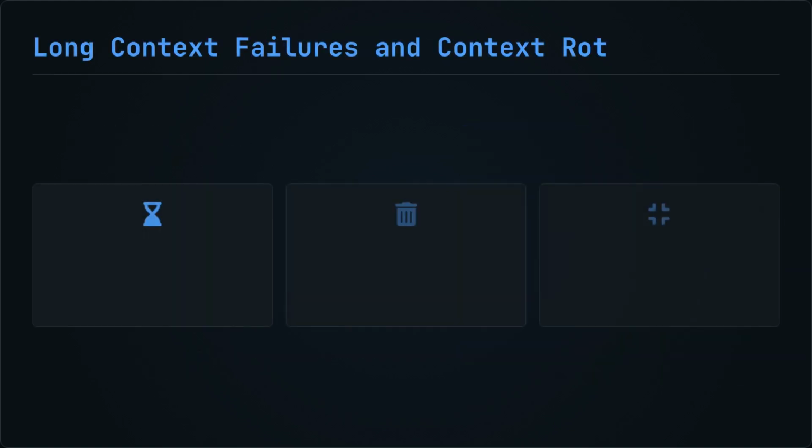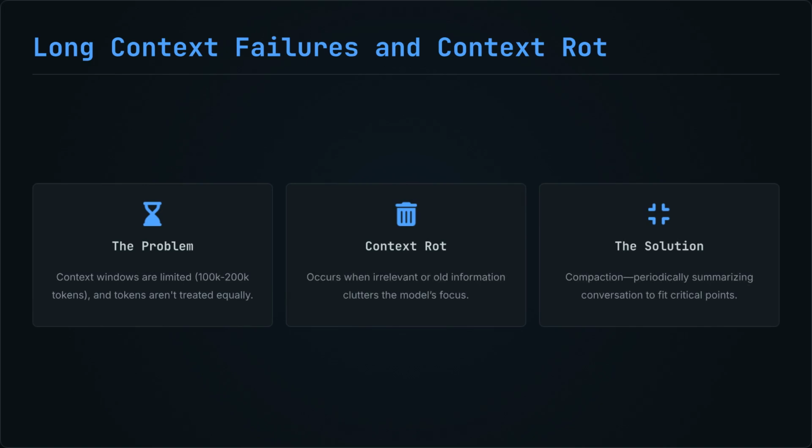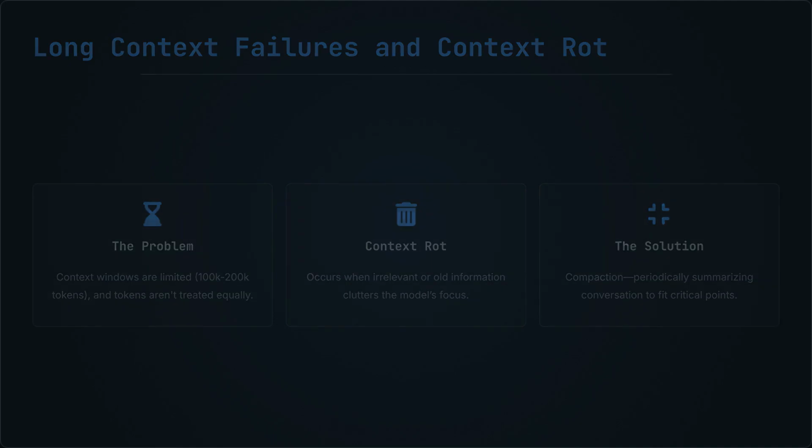Long context failures occur because context windows are limited, and irrelevant information causes, quote, context rot. The solution is compaction, periodically summarizing the conversation to retain critical points.